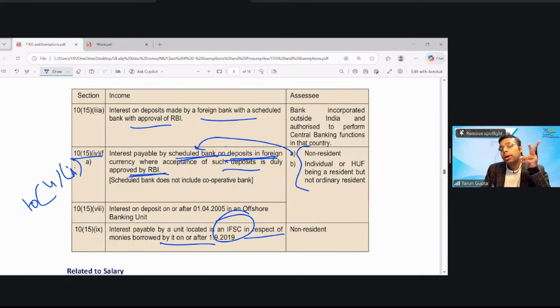But here, two things are there. You need to prove that deposits are made in foreign currency, and such deposit has to be approved by the RBI. But in case of 10(4), the exemption is very straightforward. Whatever interest accrues in the NRE account is exempt. Nobody sees how the amount was deposited. Of course, it has to be deposited in foreign currency. There's no need to require the approval of RBI and all. Okay.